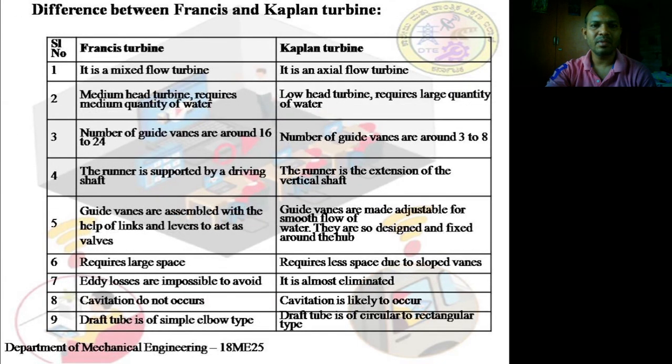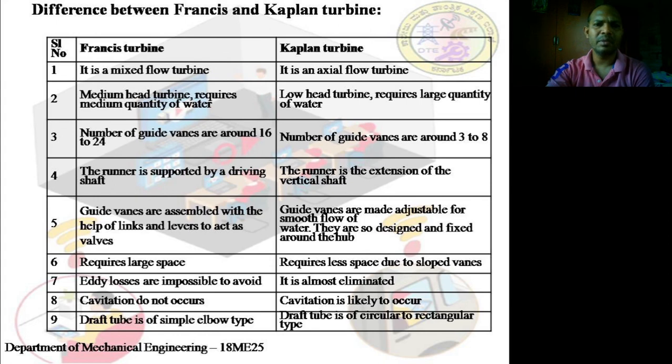This is the difference between Francis and Kaplan turbines. Francis is a mixed flow turbine, whereas Kaplan is an axial flow turbine. Francis is medium head and Kaplan is low head. Francis has a number of blades of 16 to 24, whereas Kaplan has a maximum of 4 to 8, not 3 to 8. It may be 4 to 8.